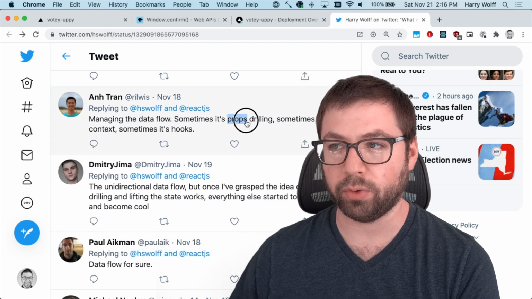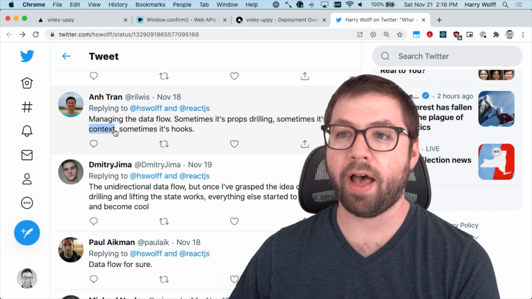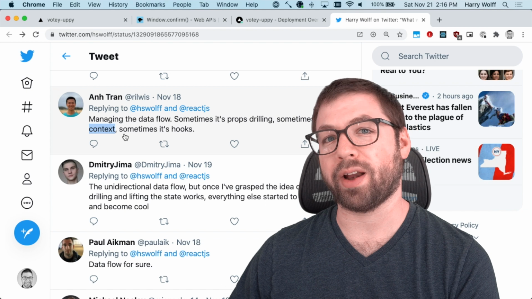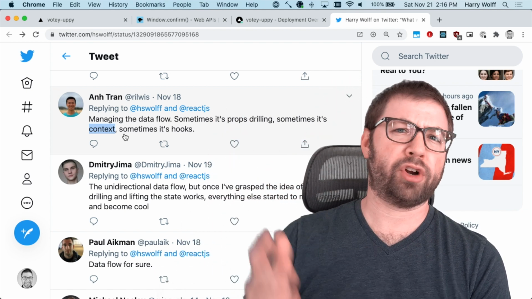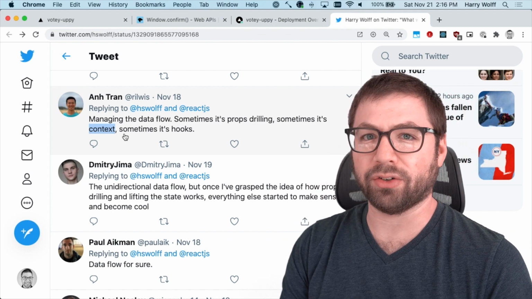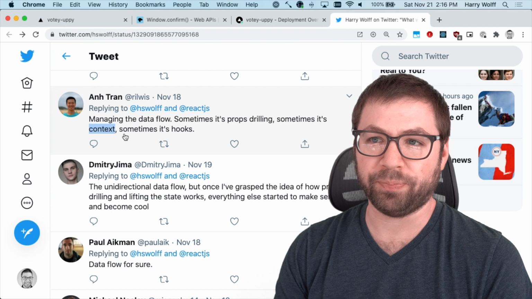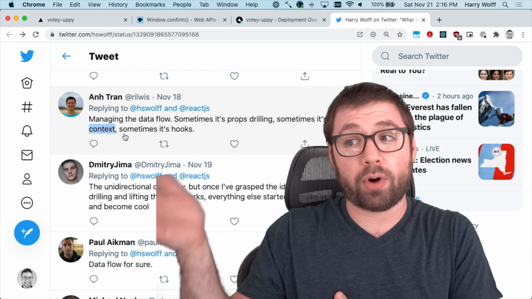Knowing when to draw the line between props, drilling, and context is, I think, when you realize that there is no right answer. You're almost free to do what you want. You can make some arbitrary rules, where if you're prop drilling more than three layers, then maybe you should switch to context, but there are also exceptions to that rule.